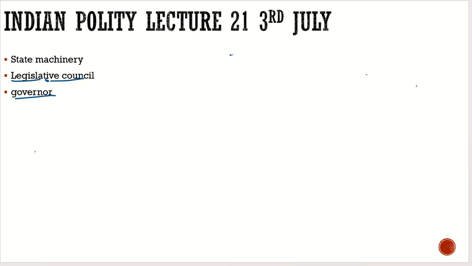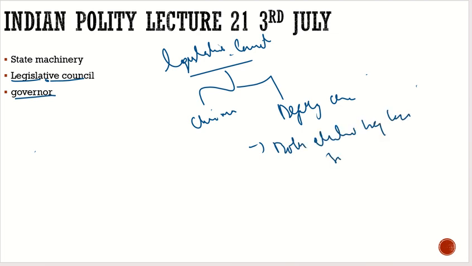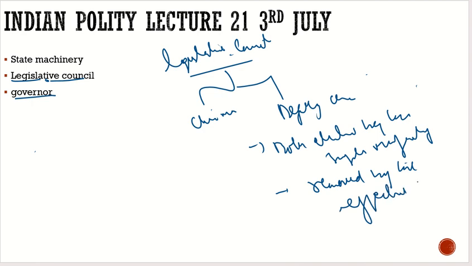Now we have the legislative council. Suppose in the legislative council there would be different members, it will have different strength, and it is the chairman who would be the presiding officer, and there we have the deputy chairman. So how are this chairman and deputy chairman elected? They are both elected by the simple majority. And second, how are they removed? They are removed by the effective majority. So they are elected by the simple majority and removed by the effective majority.